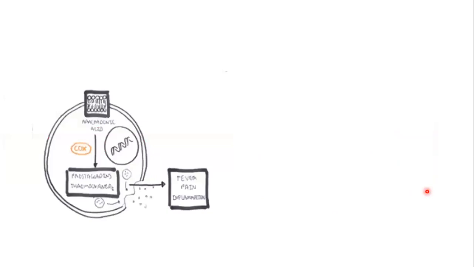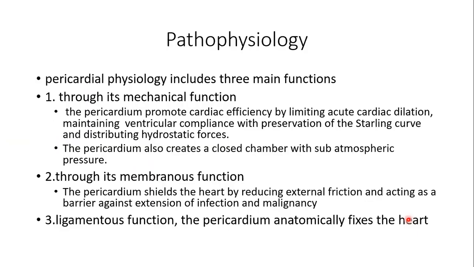So this is just showing some microcellular level where you have prostaglandin, and it mediates the fever and pain, which you see. So still on the pathogenesis, pericardial physiology includes 3 main functions. It has a mechanical function, okay? So the pericardium promotes cardiac efficiency by limiting acute cardiac dilatation, maintaining the ventricular compliance with preservation of the Starling curve, and then distributing hydrostatic forces.